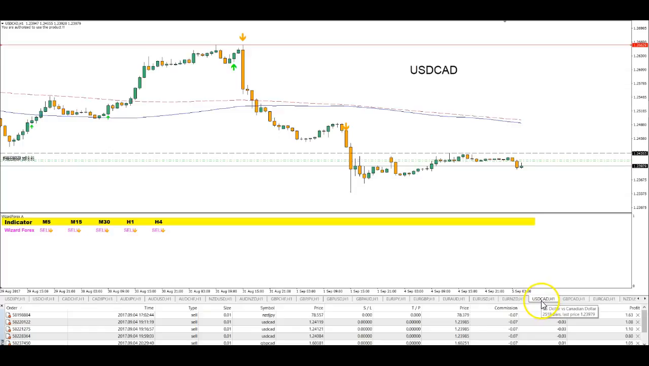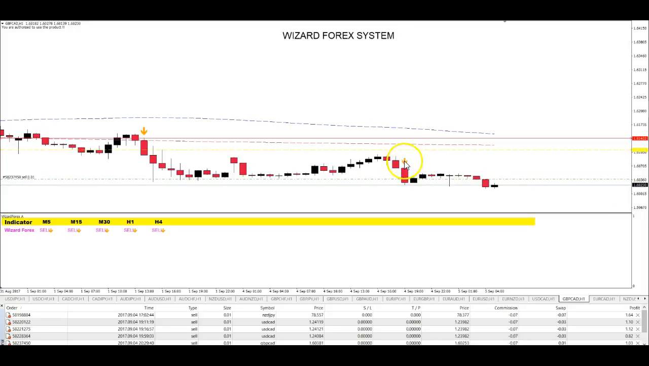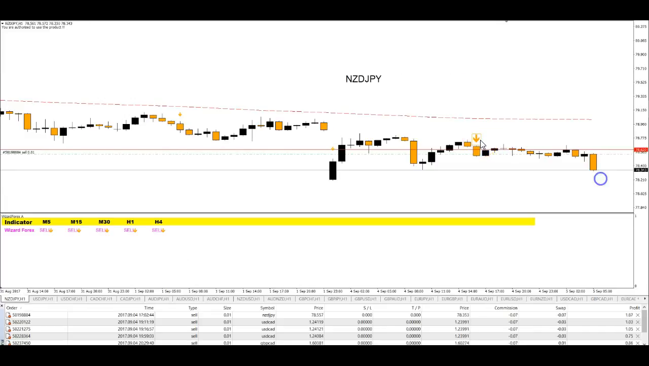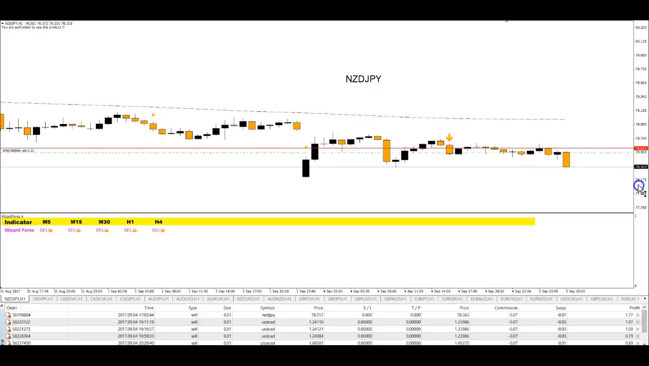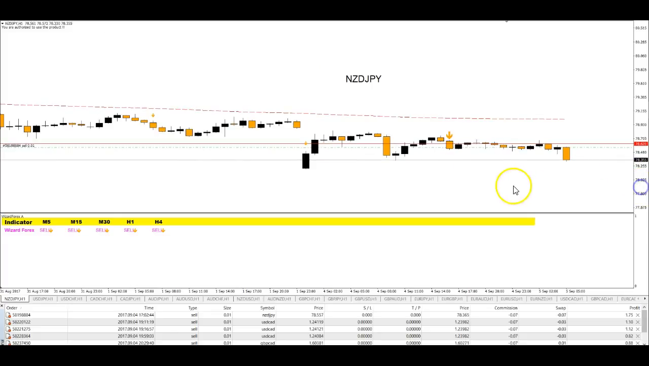So we have USD CAD short, pound CAD short, with a trade signal about 6 hours ago on the wizard, and Euro CAD short as well. Here is another trade signal on the New Zealand yen. This was triggered 6 hours ago. Notice the market did not react to that signal until now, so this should continue to sell off.